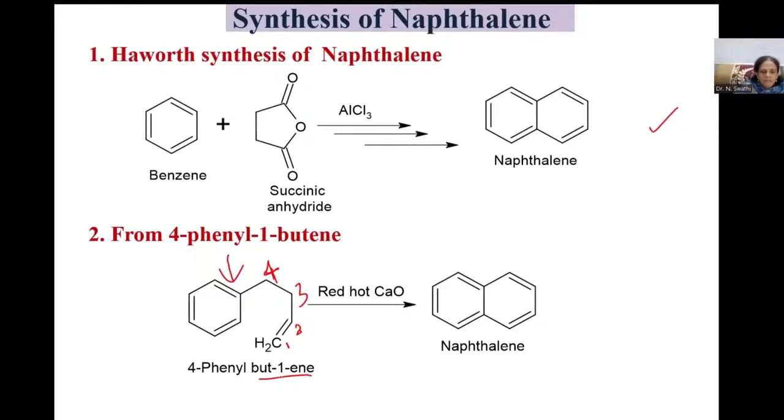When we subject this 4-phenyl-1-butene to red hot calcium oxide, cyclization occurs, followed by removal of hydrogens from carbon atoms 3 and 4. Already at positions 1 and 2 a double bond is there in the butene structure itself. Upon dehydrogenation, a double bond is introduced at 3 and 4 also. That is how cyclization followed by dehydrogenation occurs, and as a result we finally get naphthalene.